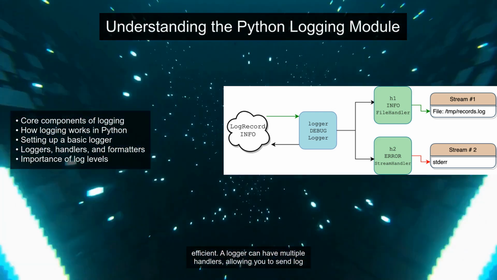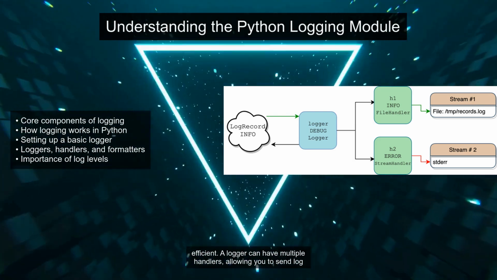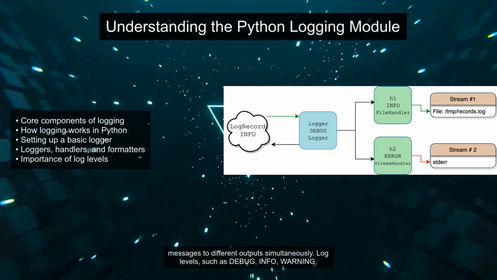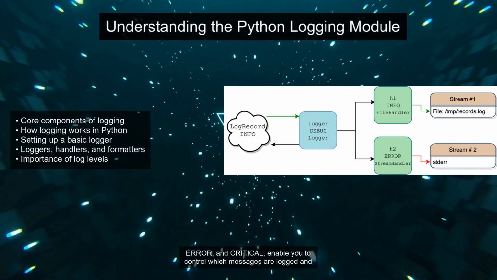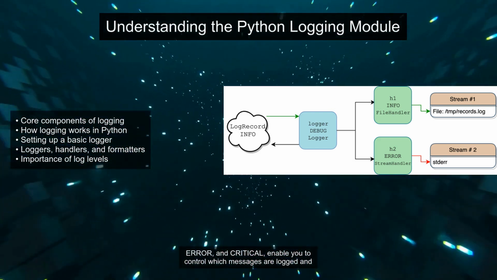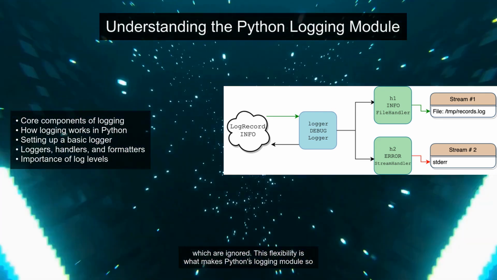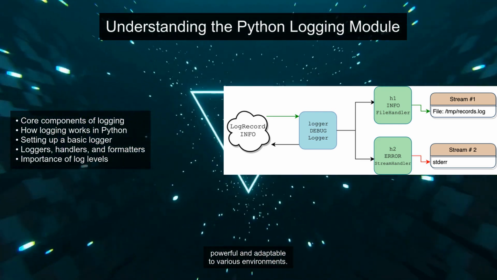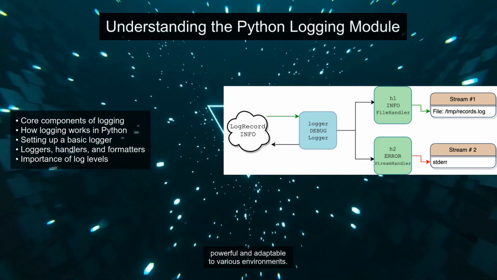A logger can have multiple handlers, allowing you to send log messages to different outputs simultaneously. Log levels, such as debug, info, warning, error, and critical, enable you to control which messages are logged and which are ignored. This flexibility is what makes Python's logging module so powerful and adaptable to various environments.